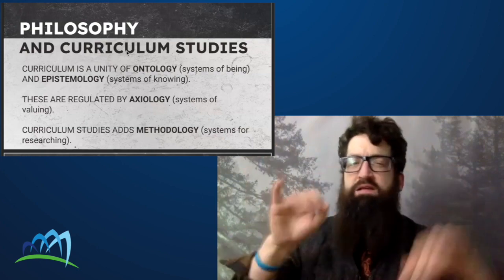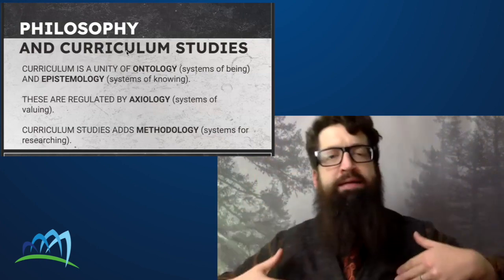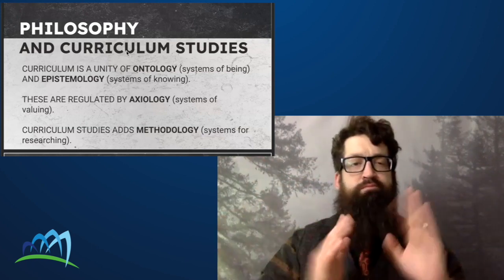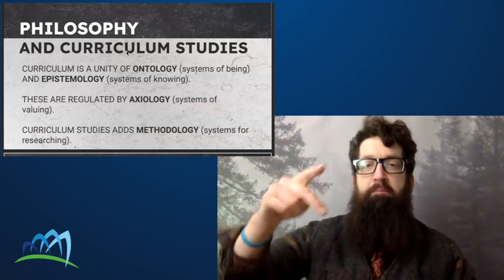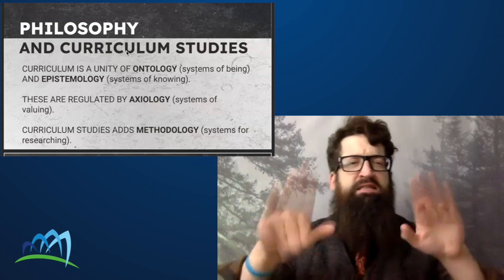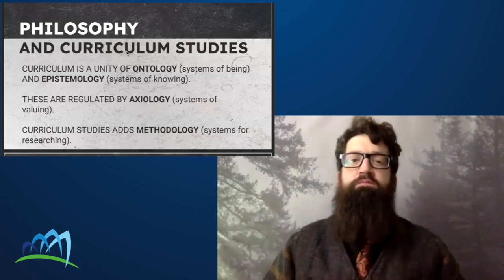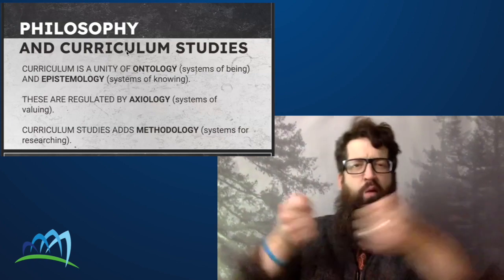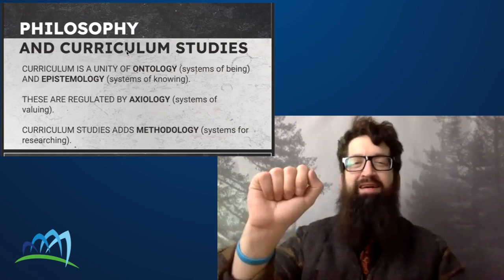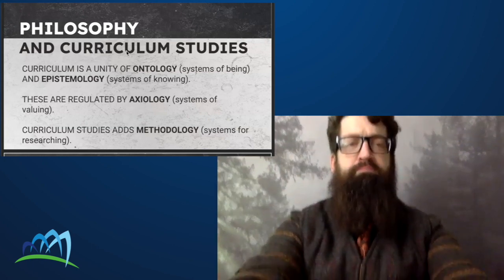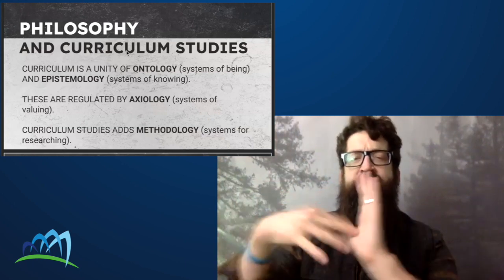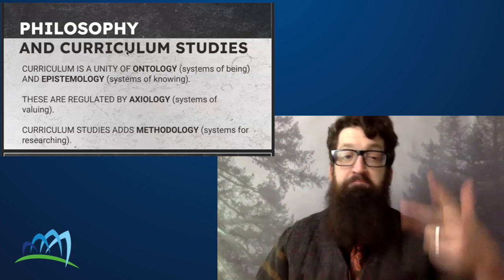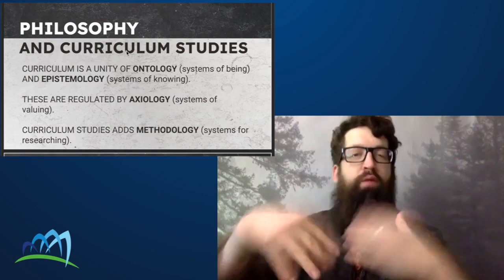The first one is ontology, which is a system of being. It's a body, essentially a body of truth. The next word is epistemology. This is the sign I use, which is the system of, or the way of knowing. This is how information or knowledge is exchanged. It is regulated by the third word, axiology. This is essentially the way of how we value. Systems of value.